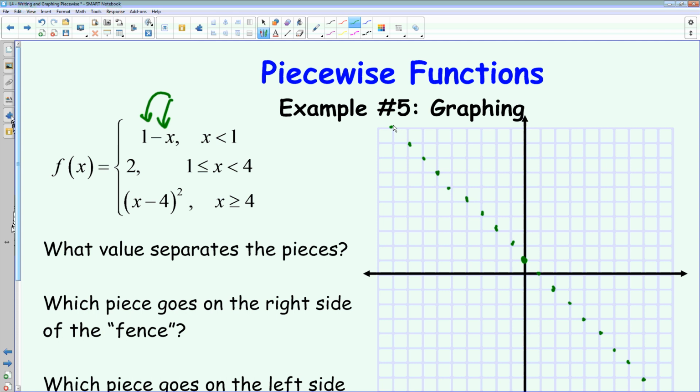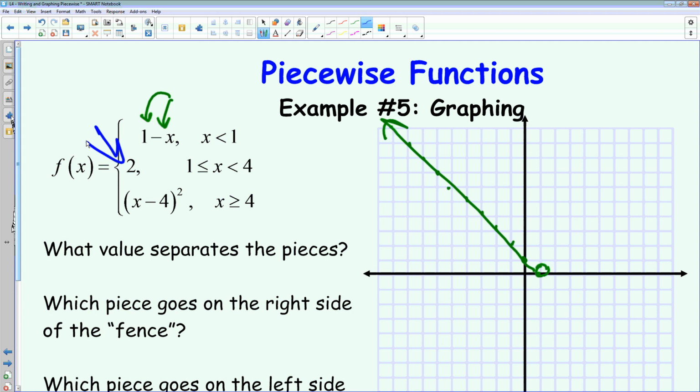All right, this is when x is less than 1. So when x is 1, it looks like we have a value of 0. So I put an open circle there, and then everything to the left since x is less than 1. Then the next piece is constant.